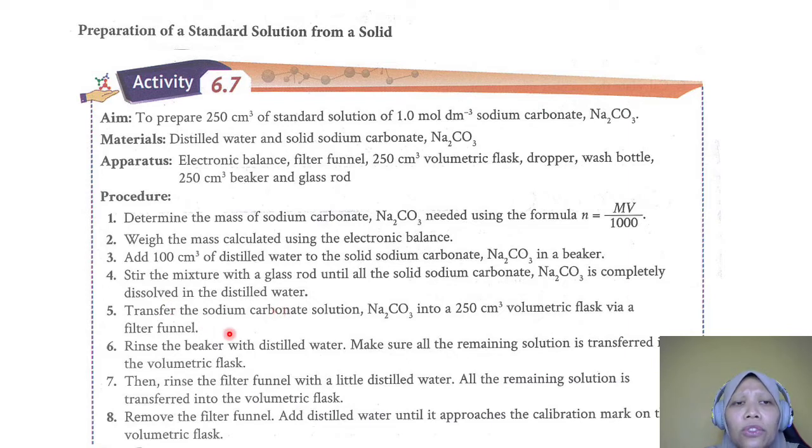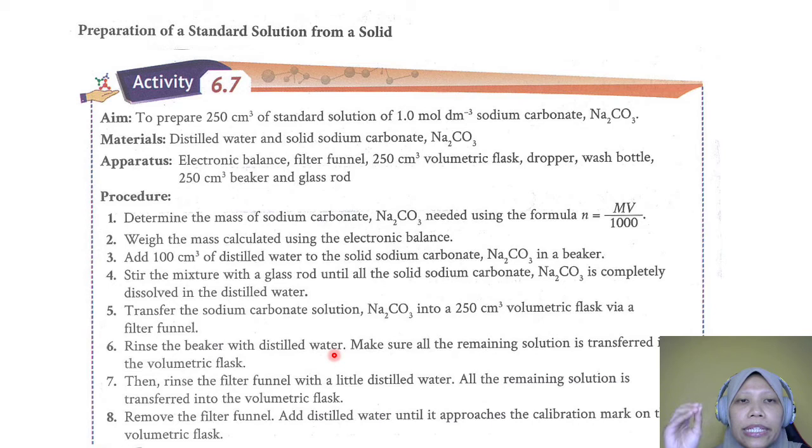And then, transfer the sodium carbonate solution into the 250 cm³ volumetric flask via a filter funnel. So, kita tuangkan, kita transfer dalam volumetric flask yang 250 cm³ tadi. And then rinse the beaker with distilled water. Kenapa kita kena nak rinse beaker dengan distilled water?